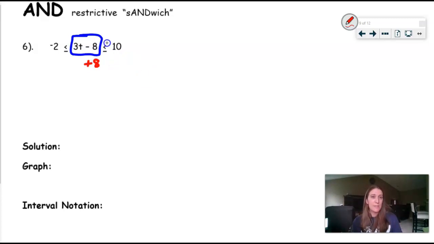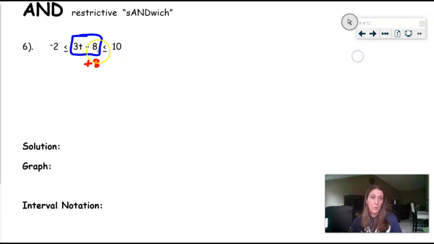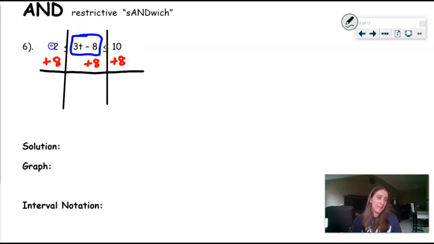So what's cool here is because you've got two inequalities, and now might be a good time to put some lines in if you haven't been doing that. I know I'm going to. Okay, there we go. We're going to be adding 8 in all 3 places. So that's the big difference here. Because you're technically solving the right side inequality and the left side inequality. So what we have here is 6 is less than or equal to 3t, which is less than or equal to 18. So again, I'm trying to solve for t, so my next step would be to divide by 3.